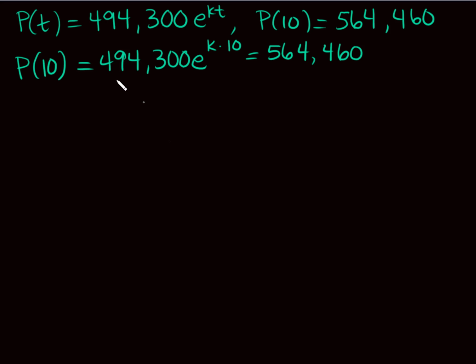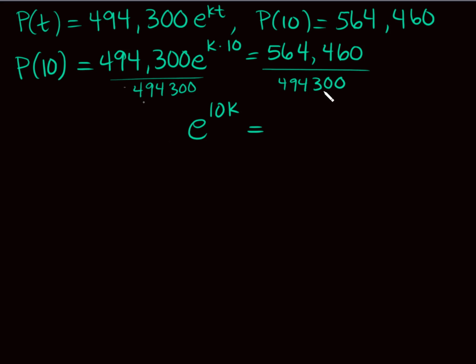When I solve this, I'm first going to divide by 494,300. So I get e to the 10k. I can't write k10, that drives me nuts. Now, you could actually figure out what this number is, or you could leave it as is if you want to be really exact here. Oh, sorry about that. Let me silence that. I just got a text from my sister. Aren't you guys happy you know that?